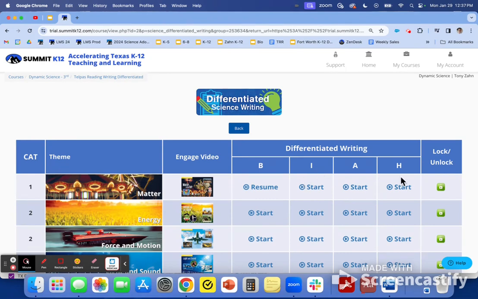Now, although these are identified for English language proficiency levels, they can be used for any student. You have a student that's struggling in writing, they can get a lower level. You have a student that is advanced in writing, they get a higher level, all using the same picture prompt with different written prompts at varying levels of complexity. So let's look at the beginning.